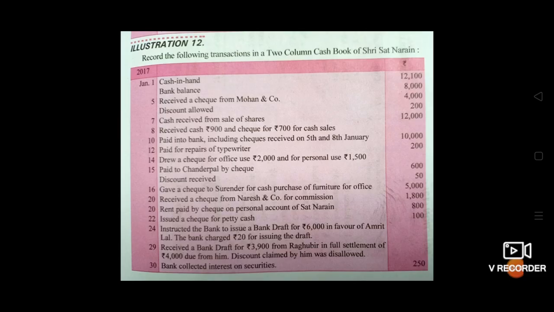24th January, instructed the bank to issue a bank draft for rupees 6,000 in favor of Amrit Lal and the bank charged rupees 20 for issuing the draft. So one entry will be for bank draft and one entry will be for bank charges. 29th January, received a bank draft for rupees 3,900 from Raghuveer in full settlement of rupees 4,000 due from him. Discount claimed by him was disallowed. And last, on 30th January, bank collected interest on securities rupees 250. Okay, so let's solve now.